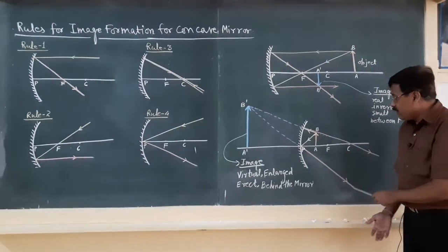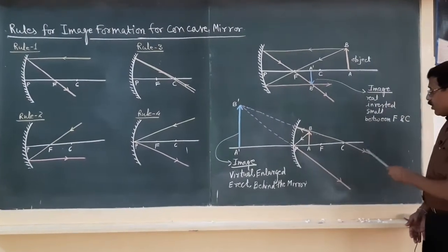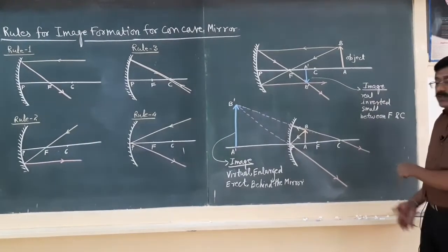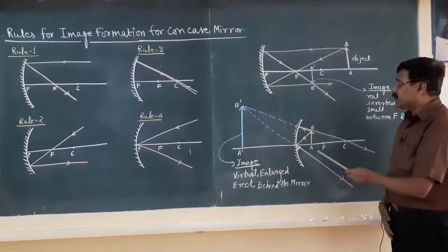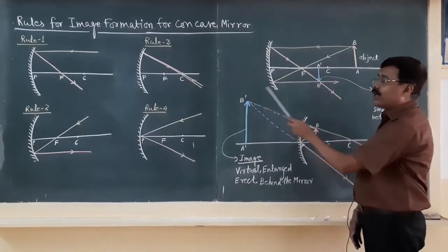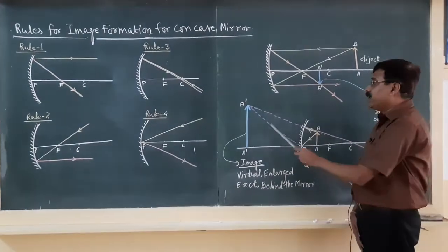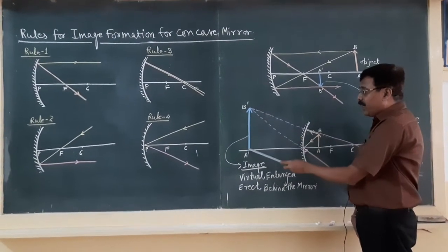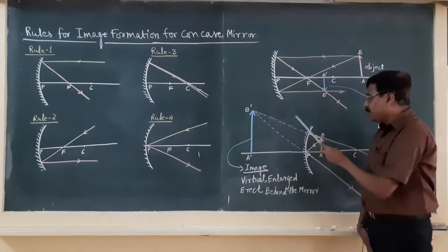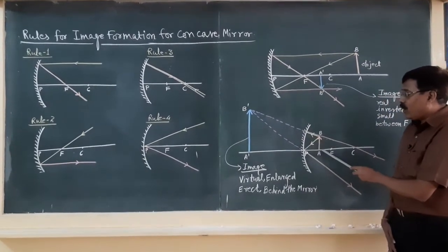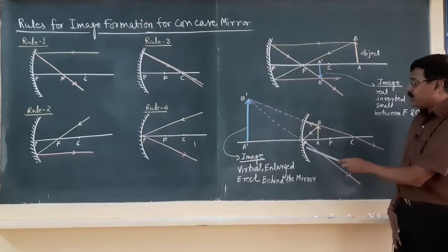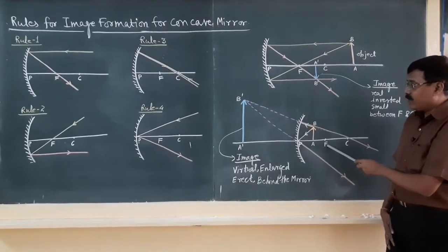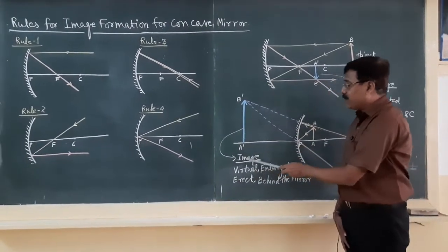So, what you see, these two reflected rays cannot intersect each other. So, the only option to get the intersection point is to extend in the backward direction. When we extend in the backward direction, B dash is the intersection point. So, A dash B dash will be the image of object AB, which is placed between P and F. And what are the characteristics of the image?